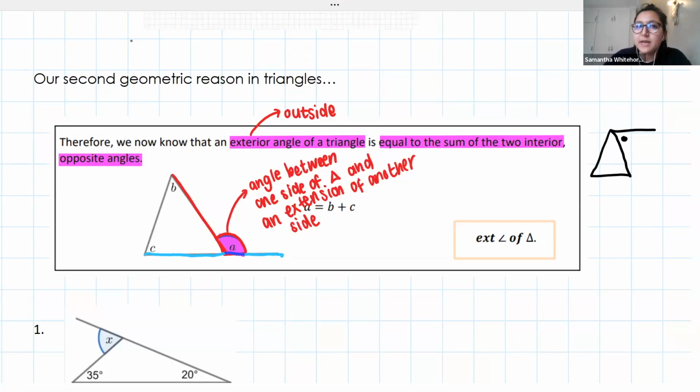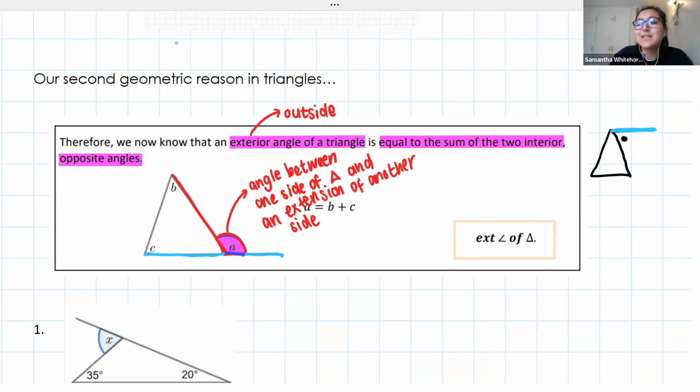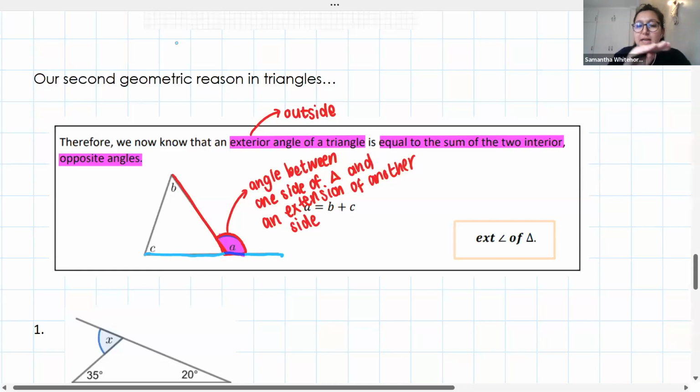The reason for that is that this side that I'm going over in blue is not an extension of the side of any of my triangles. It's just a random line that I've put there. It is not an exterior angle. So very importantly, it has to be an extension of our side.